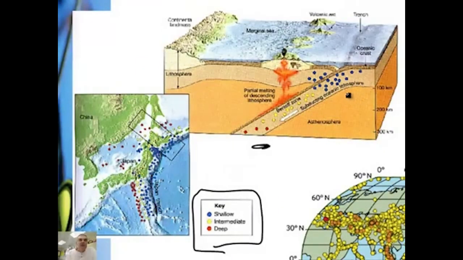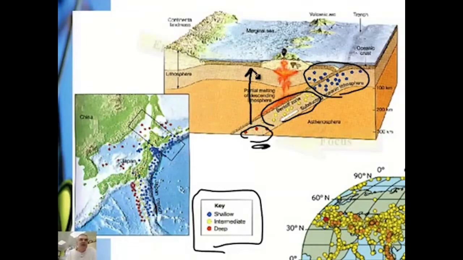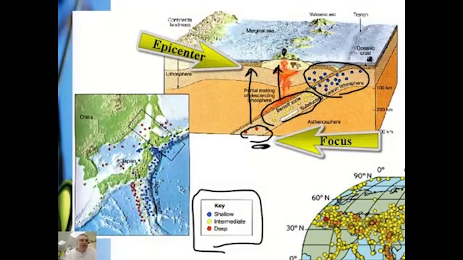The blue color right here represents shallow earthquakes, the yellow would be intermediate, and the red are very deep earthquakes. Earthquakes don't always happen near the surface. The epicenter, if you recall, is just above that particular location, the spot where the earthquake occurs.